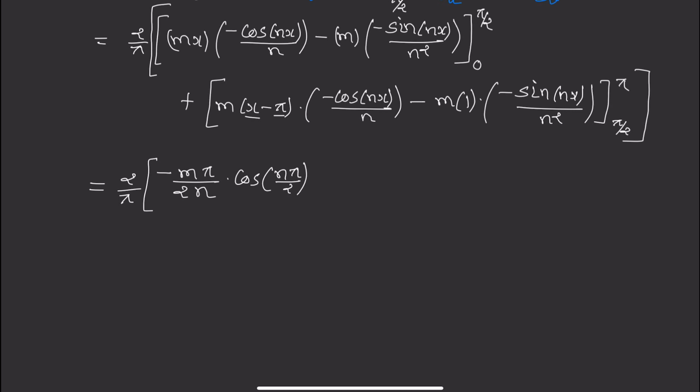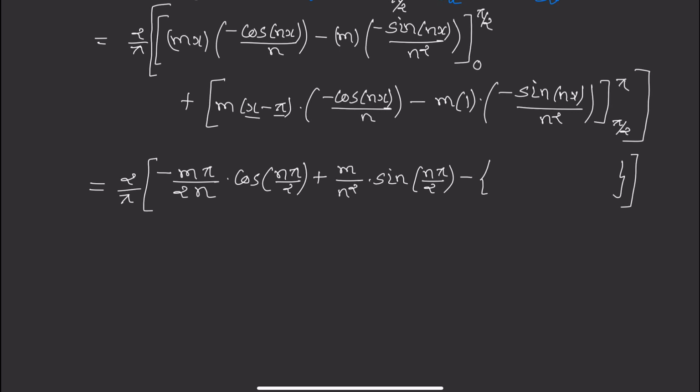Then here minus minus plus, so we have plus m divided by n square into sine n pi by 2. This is the value for upper limit when x is equal to pi by 2. Now we substitute x is equal to 0, right? Minus sign for the lower limit. I write the values always in the bracket for the lower limit, right?